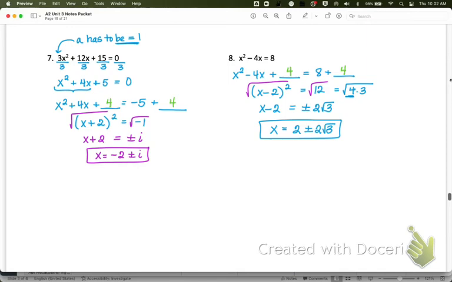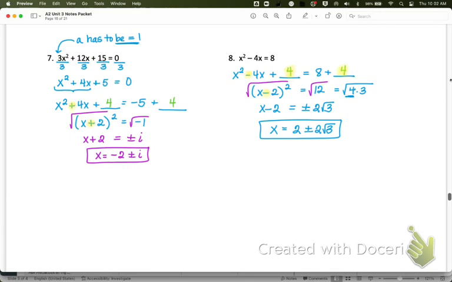And then on number 8, again, it doesn't matter that this is negative here. I still end up adding positive 4 to both sides. But the negative does matter because that makes it minus inside my factor, versus on number 7, when it was a plus over here, then I got plus inside my factor. That's the only thing that changes. And so on that side, we end up with 2 plus or minus 2 root 3. So that is how we can use completing the square to solve a quadratic equation.